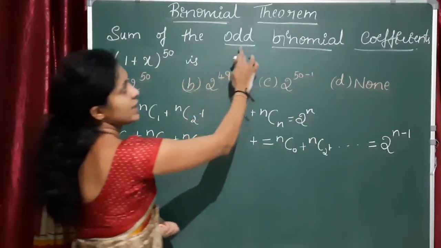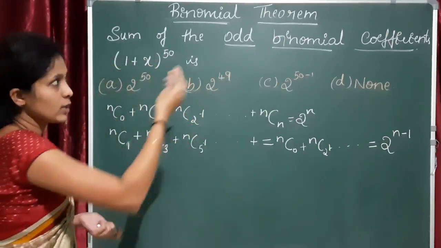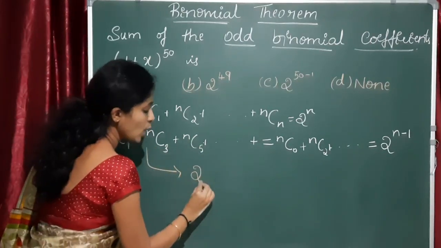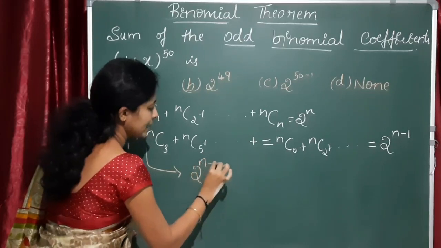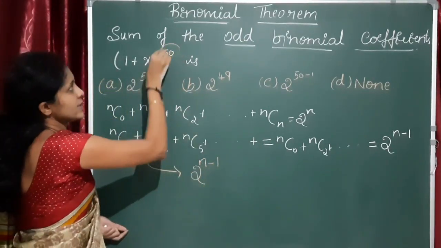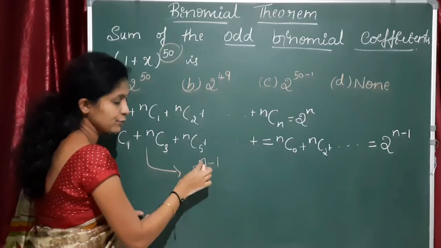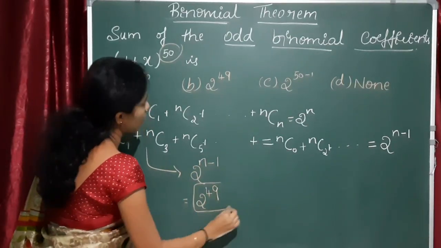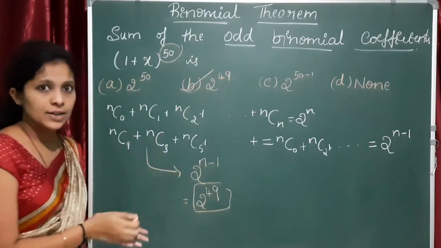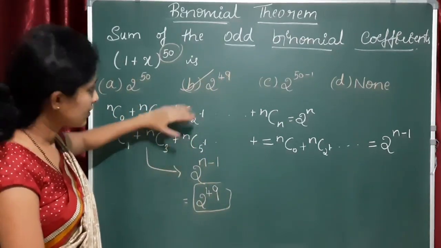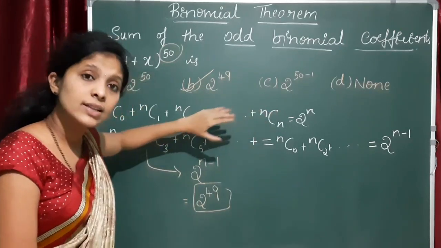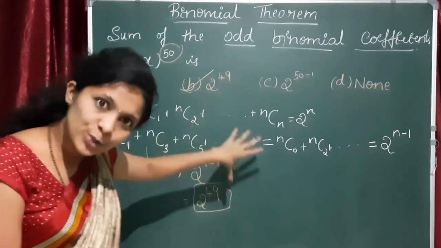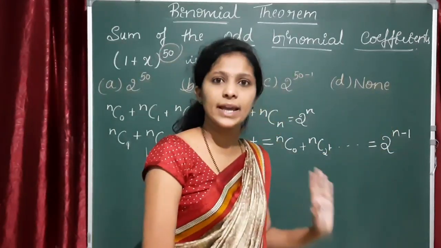Now what we have to find? The sum of the odd binomial coefficients. Obviously, the sum of the odd binomial coefficients will be equal to 2 to the power n minus 1. Check the value of n. What is n? 50. So this will be 2 to the power 50 minus 1, which is 2 to the power 49. So the option B. Is it clear? Remember, these are very important results. This is the sum of all the coefficients. The sum of the even coefficients is equal to the sum of the odd coefficients. It will be equal to 2 to the power n minus 1.